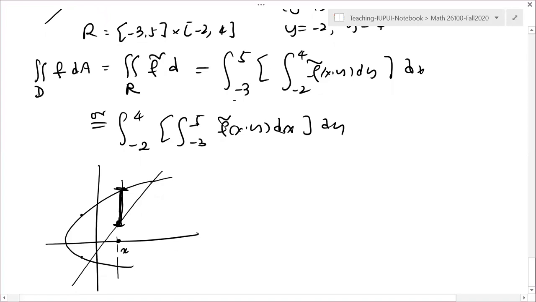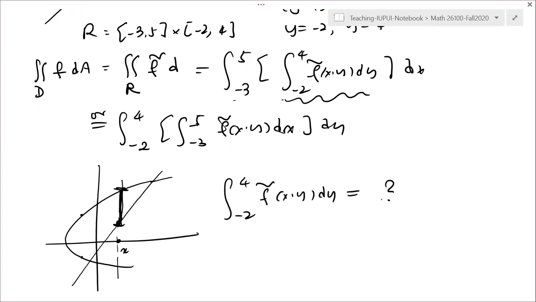Now, the first integral, it's harder to simplify this part. So my question is, who can do that? You can simplify for fixed x, but then it depends on the location of x. For fixed x, f tilde is defined along this vertical line, but somewhere it's 0. Only on this vertical line segment it's not 0. So it's not easy to do that.